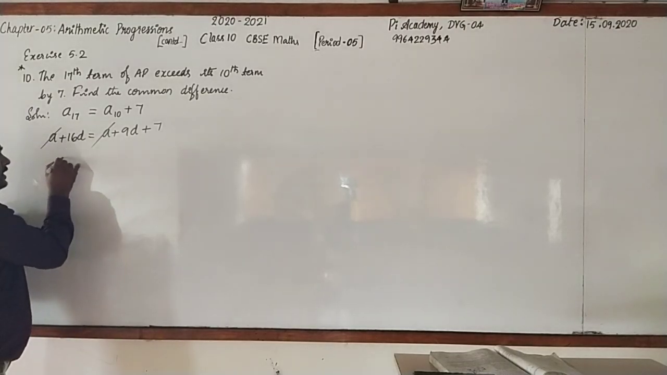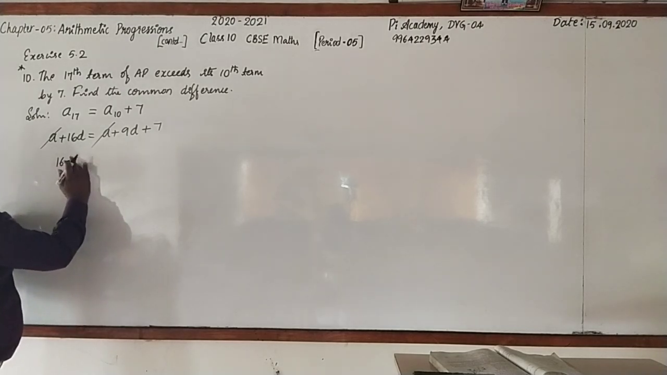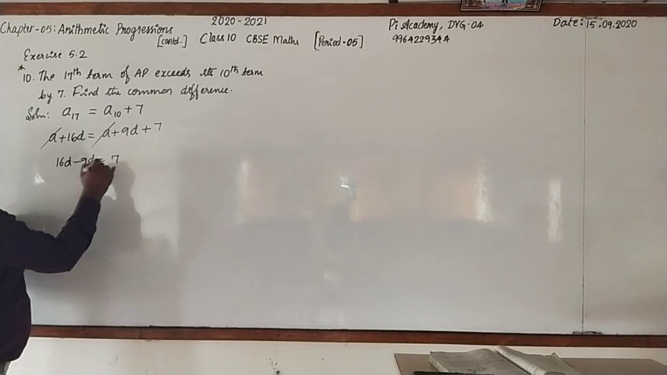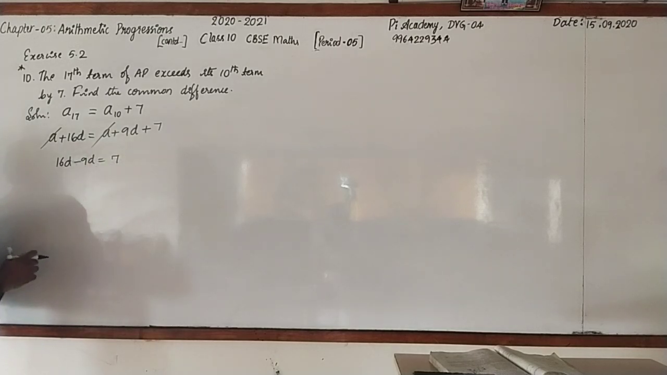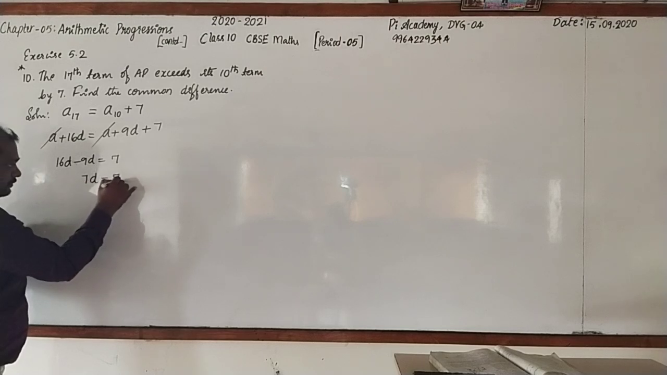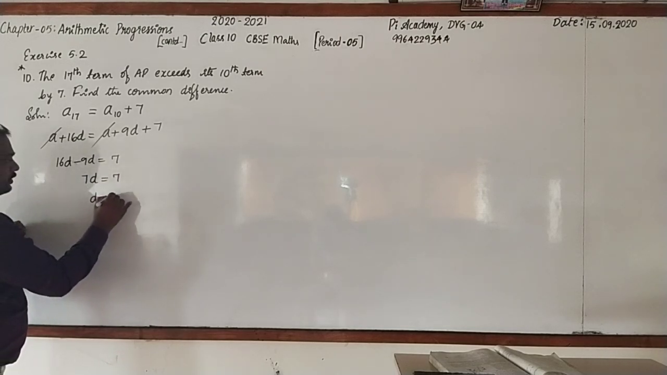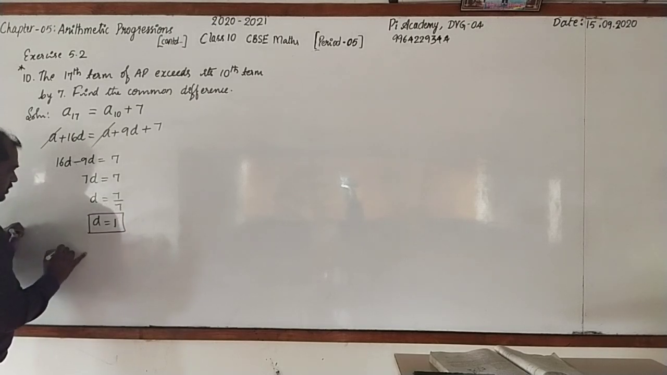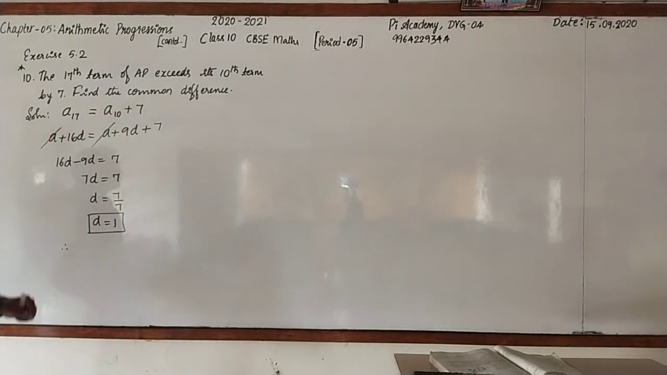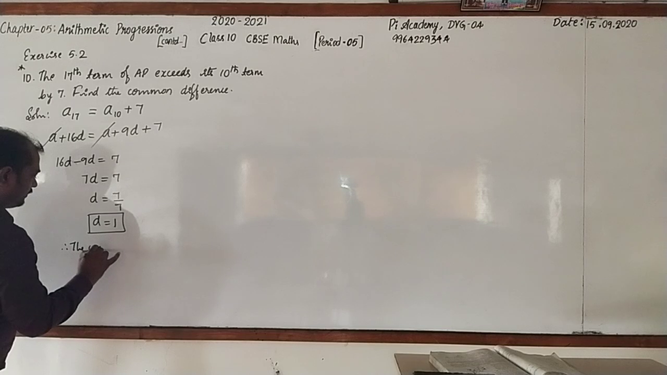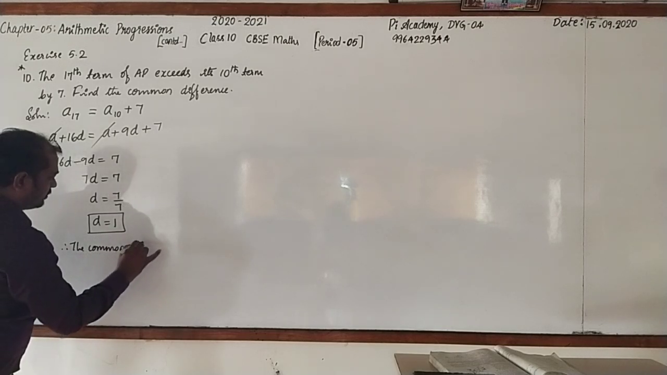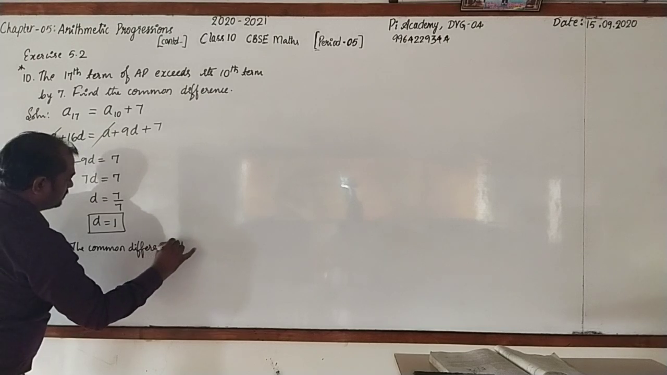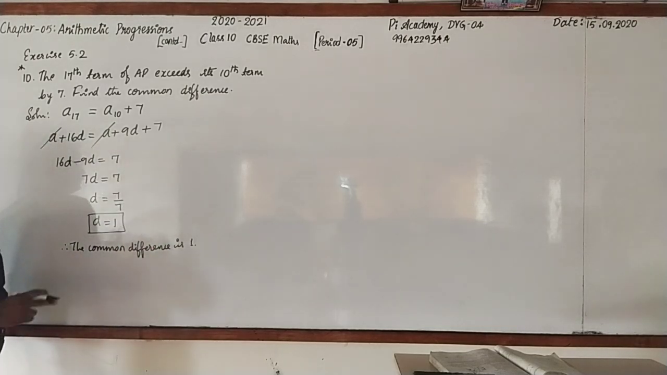Next, 16D is there. Transfer 9D to the left hand side, it becomes minus 9D. Here, 16D minus 9D is equal to 7. What is 16D minus 9D? This is 7D is equal to 7. Then D is equal to 7 by 7. Get cancelled. It is 1. Conclusion. What has been asked? The common difference. Therefore, the common difference is 1. Followed? Copy this.